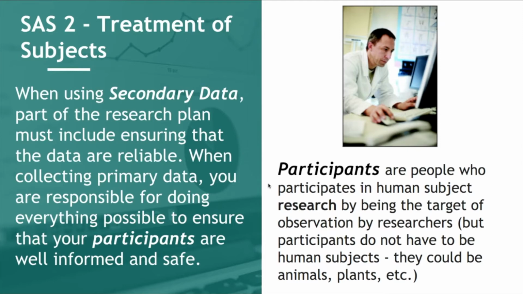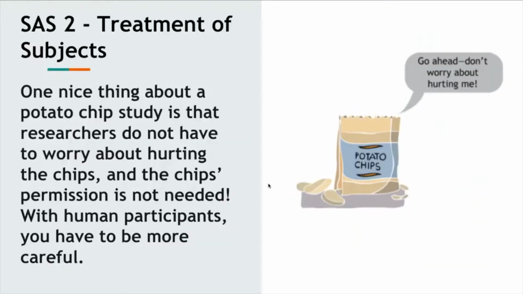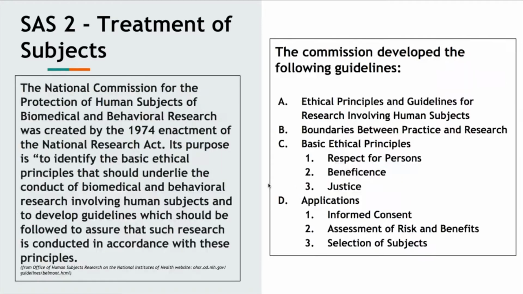Understand that participants do not have to be human subjects. They can be animals, plants, etc. Let's think back. What was the type of participant we used when we talked about those potato chips? They weren't humans. They're chips, right? Go ahead. Don't worry about hurting me. One nice thing about the potato chip study is that researchers don't have to worry about hurting the chips, and the chips don't need to give us their permission. With human participants, we have to be a lot more careful.